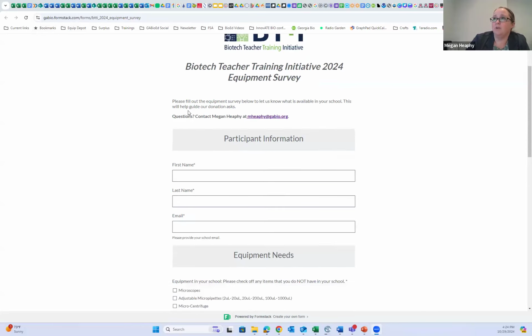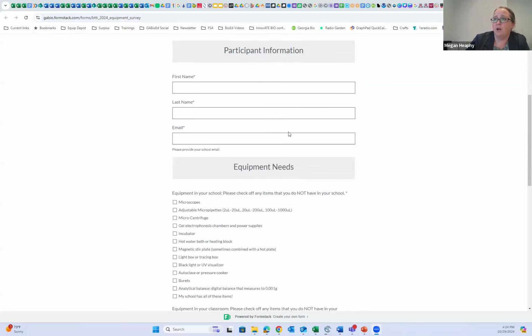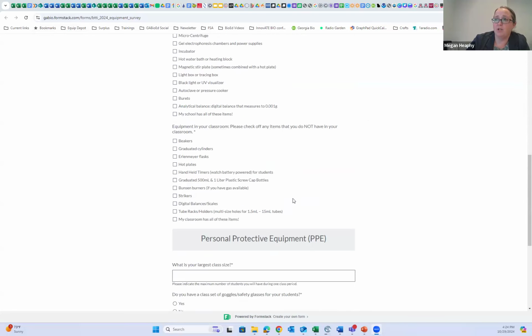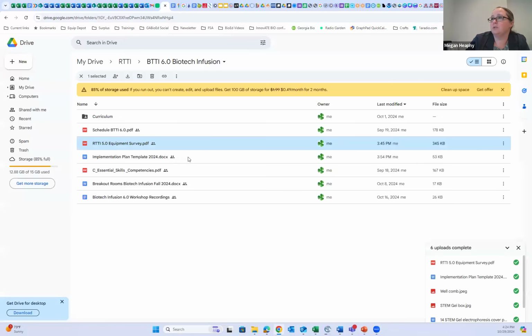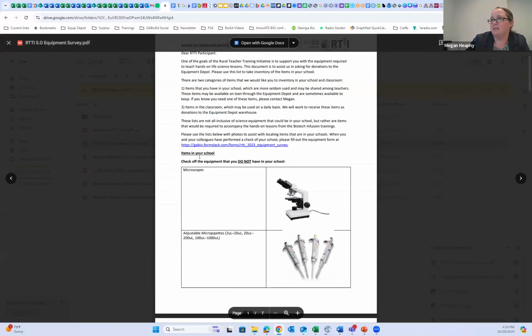The survey that's on FormStack is just where you'll put all of your final information. The one that is in the Google Drive has pictures. Pardon my nine million tabs that are open. So you can see, here's a picture of the microscope.